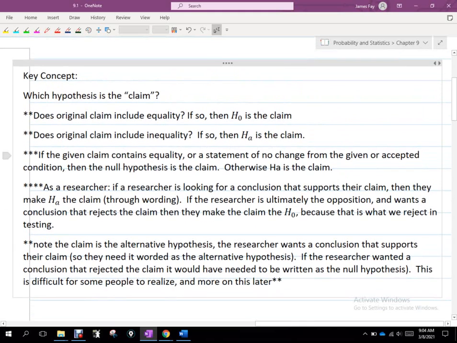But these are really all kind of analogous statements, different ways of thinking about it. As we go through examples, starting tomorrow, as many examples as we can, we will spend time just reading a scenario and saying, okay, here's the null hypothesis, here's the alternative hypothesis, which one is the claim? Because that's going to be one of probably the most important things that we do early on with this stuff.